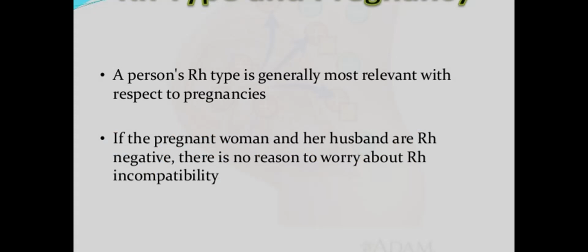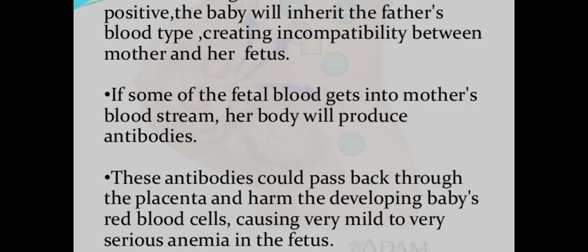Now, what is RH type and pregnancy? A person's RH type is generally most relevant with respect to pregnancies. If the pregnant woman and her husband are RH negative, there is no reason to worry about RH incompatibility. But if the pregnant lady is RH negative and her husband is RH positive, the baby will inherit the father's blood type, which will create incompatibility between the mother and her fetus.